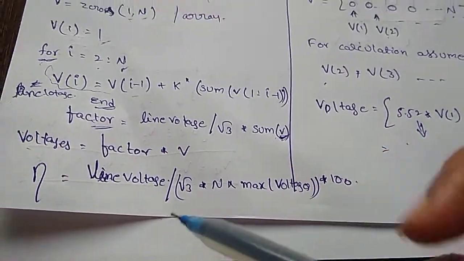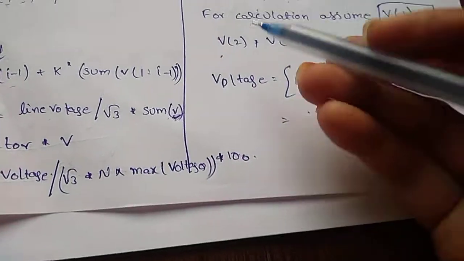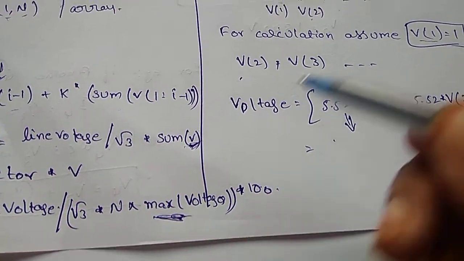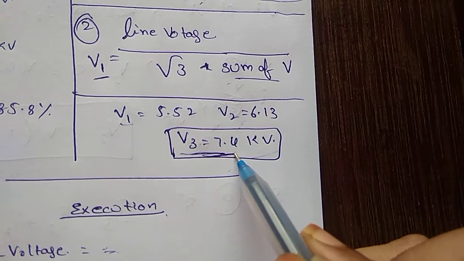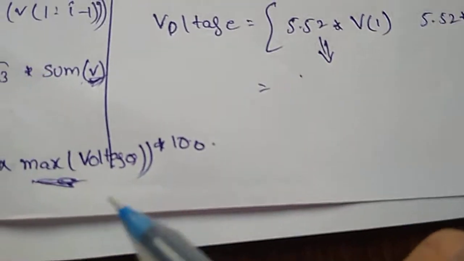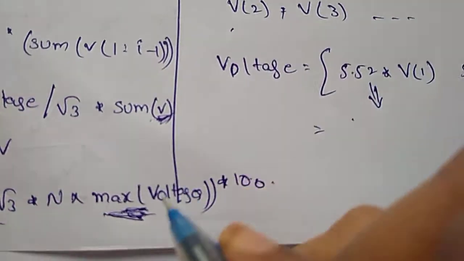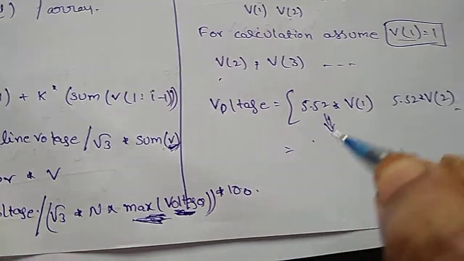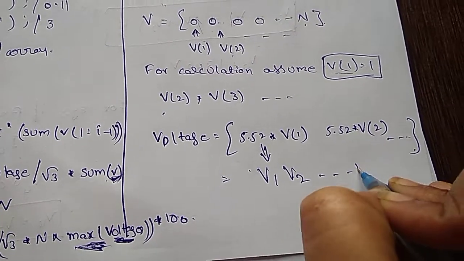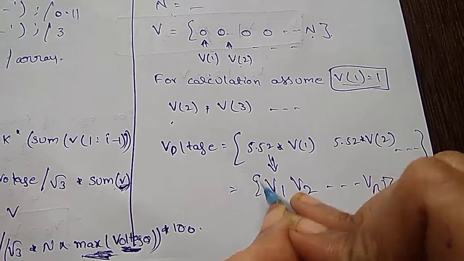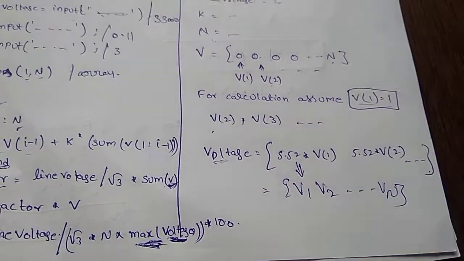Again, for string efficiency, we simply substitute. Please remember why we give the maximum: among all the voltages, the voltage near the conductor is maximum. That's why, instead of finding everything, I just give the maximum of voltages. Here I didn't give V, because the final voltages V1, V2 up to Vn are stored in our voltages matrix. In that, I considered the maximum of voltages.